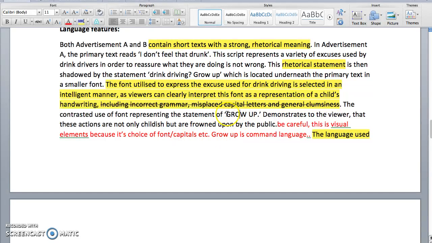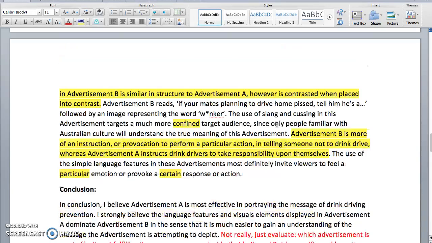But you need to make sure when you talk about it that you show that you understand that "grow up" is command language. "Sit down, stand up" is command language. So it's short, forceful phrases. The language used in advertisement B, similar structure to advertisement A?